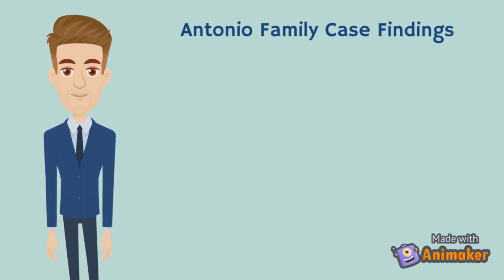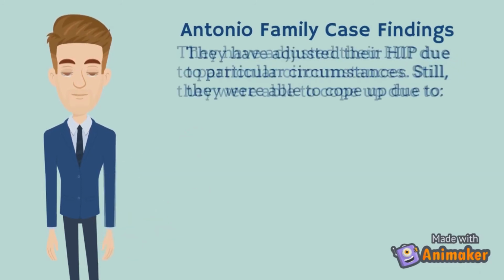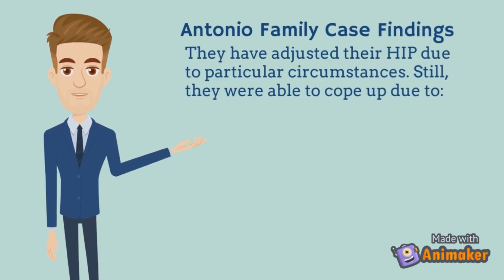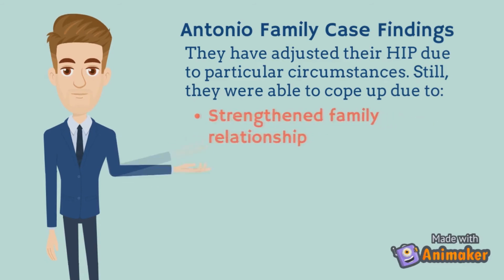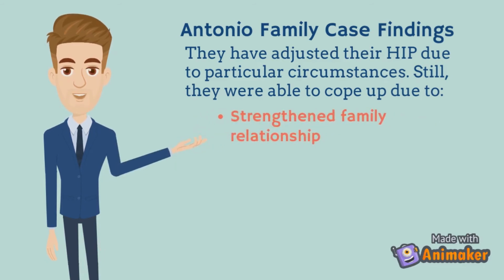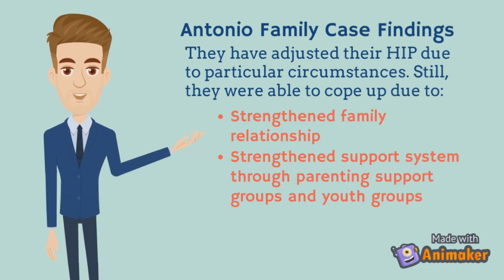As you explore further the conditions of the family, here are the findings. The Antonio family, over the years, have adjusted their household intervention plan due to particular circumstances. Still, they were able to cope up with some setbacks due to the following facilitating factors: strengthened family relationships, strengthened support system through parenting support groups and youth groups, and improved access to services, among others.